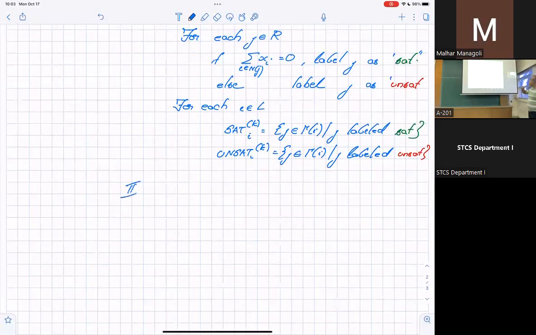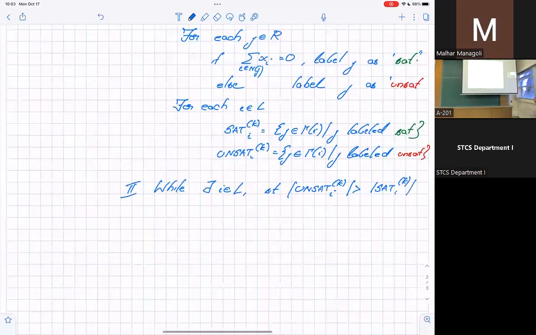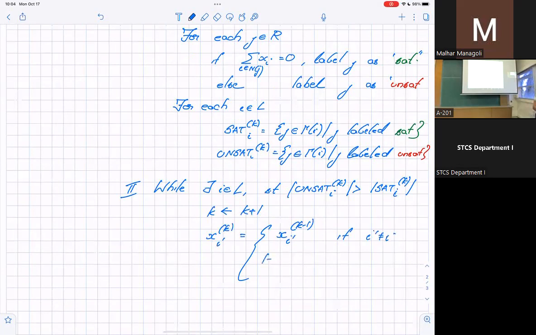Then there's the big while loop, which keeps checking: while there exists a variable such that its number of unsat neighbors is strictly larger than the number of its satisfied neighbors, we flip it. We increment k to k plus 1, and set x_k of i prime to be x_(k-1) of i prime for i prime not equal to i, and for this particular variable i, we flip it to 1 minus its value. That's how we update the string.